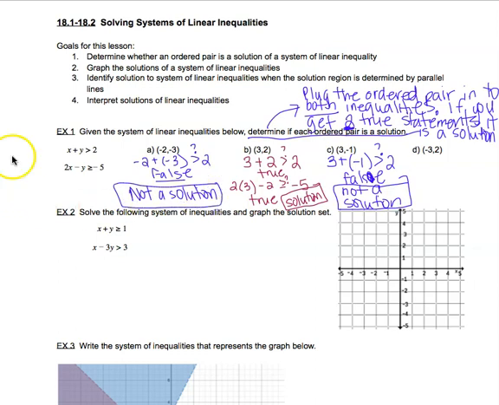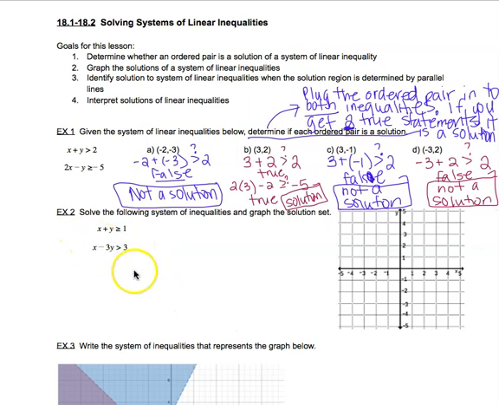All right, last one then. We're going to plug in -3, -2. So -3 plus 2, asking is that greater than 2? -3 plus 2 is -1. -1 is not greater than 2. So this one is also false. So my last one is also not a solution.